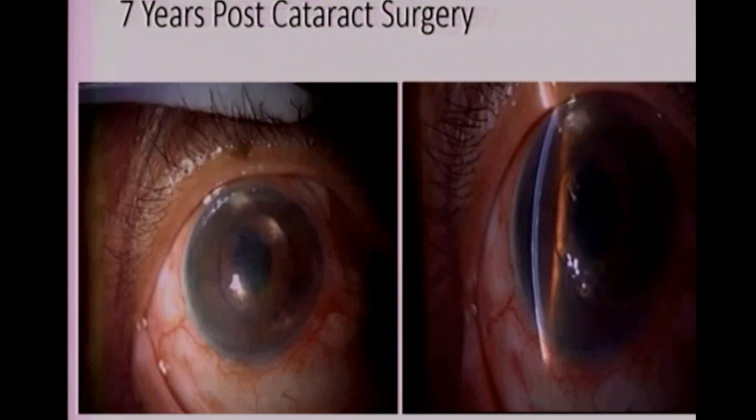Can I check the TVs? Is it clear? Just comment on the cornea and if there's something in the AC.